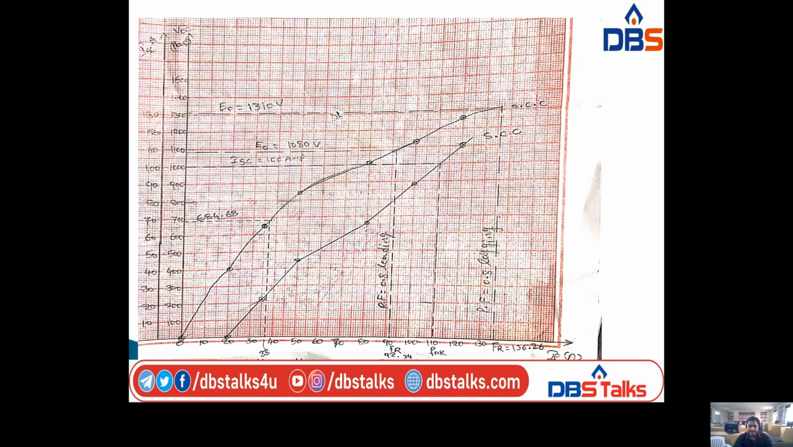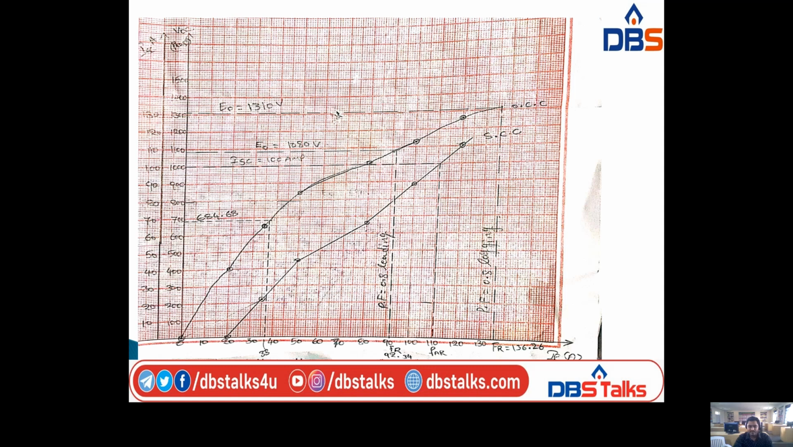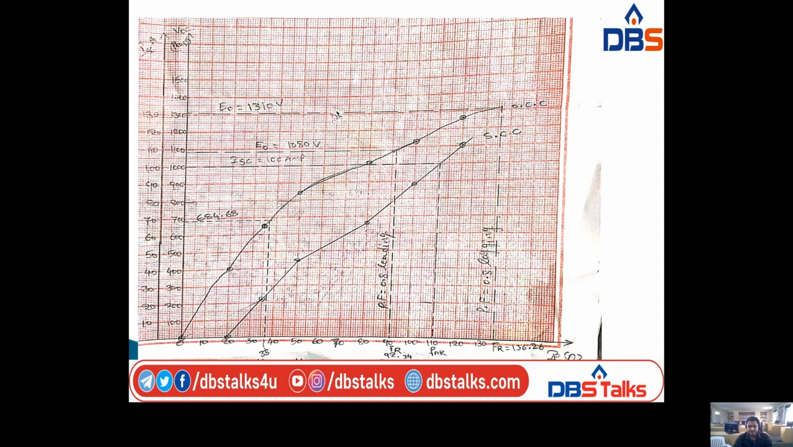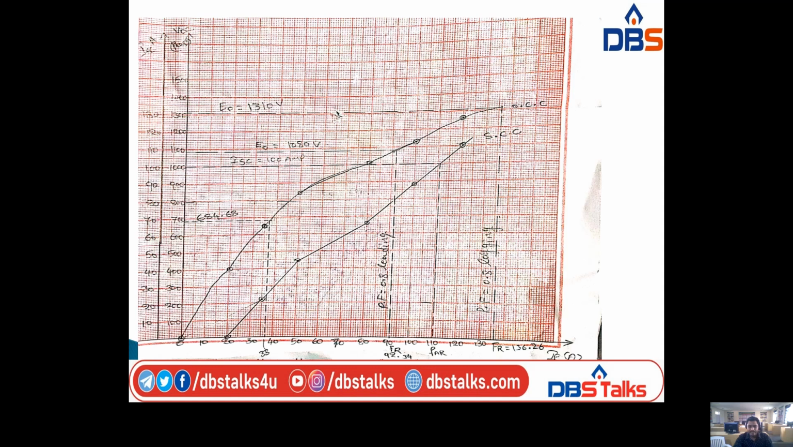Next, the third point is at 50 amperes of field current, where the short circuit current is 44 amperes. And next, at 80 amperes we have 66. And next, at 100 amperes the short circuit current is 88.